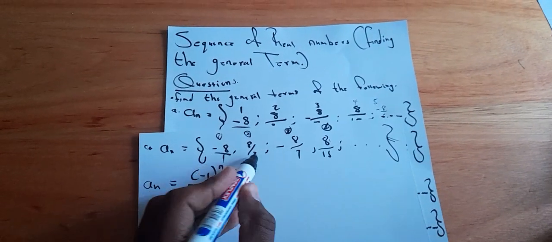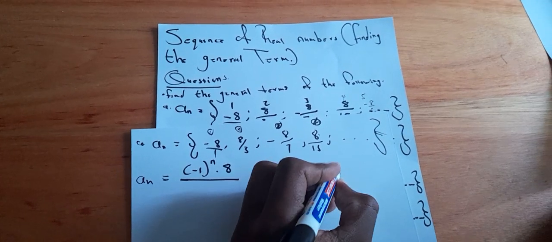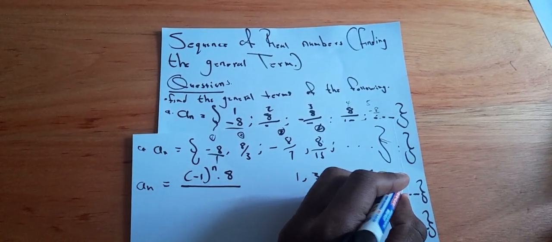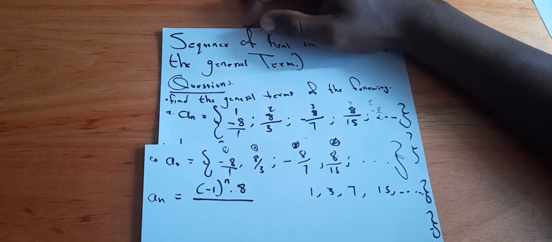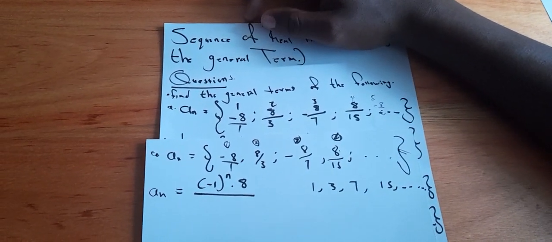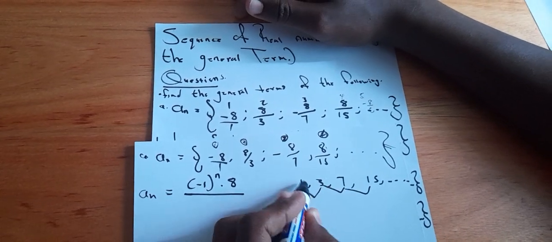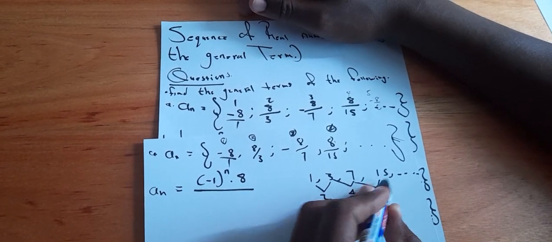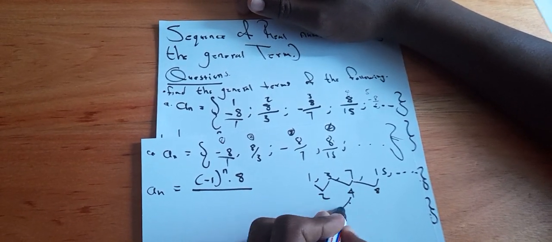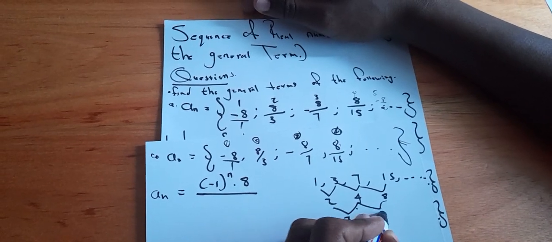So now we have to focus on the denominator, where we have 1, 3, 7, 15, as it goes like that. Now we have to determine if it is arithmetic, geometric, or quadratic. Let's start with quadratic. 3 minus 1, you have 2. 7 minus 3, you have 4. 15 minus 7, you have 8. And 4 minus 2, you have 2. 8 minus 4, you have 4.